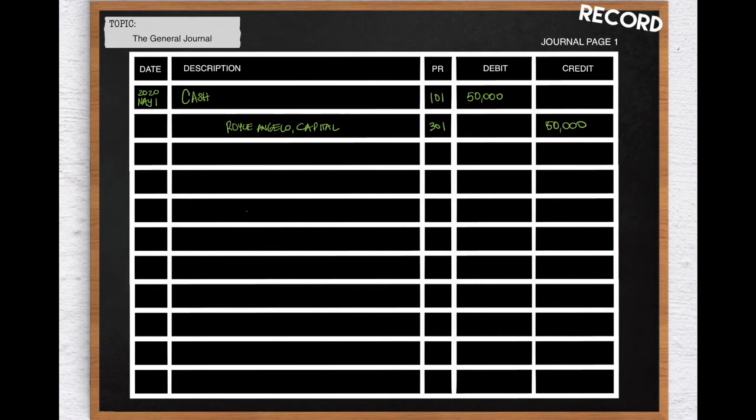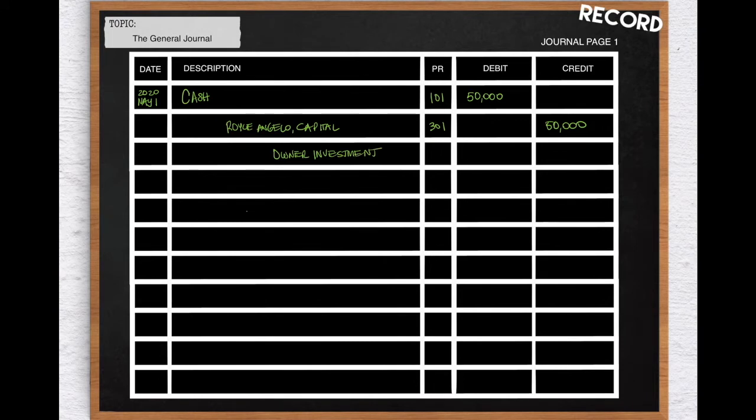The credit is 50,000. So there it is. You have a debit of 50 and a credit of 50,000. Each debits equal credits. You're good to go. Now, the last thing you want to record is a quick description of what's happening with the transaction. Here, I'm going to put owner investment.